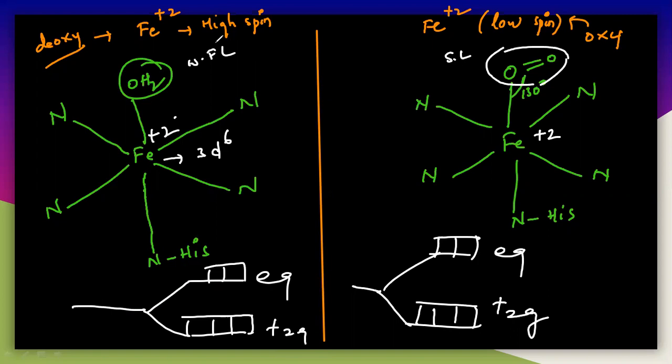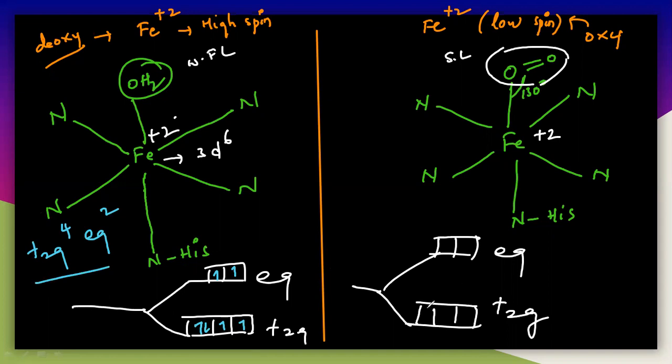I will insert the electrons here. Here it is a weak field ligand, which means it follows Hund's rule. So these 6 electrons will be placed like this: 1, 2, 3, 4, 5 and 6. The 6th electron will enter into this. So here you get T2g as 4 and Eg as 2. So this is the exact electronic configuration.